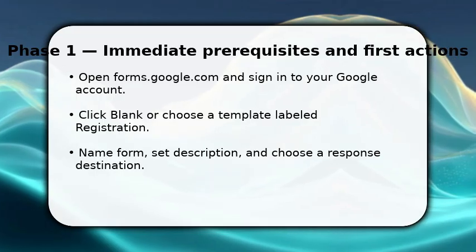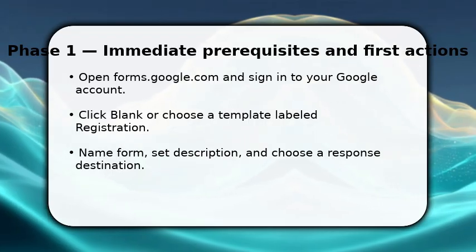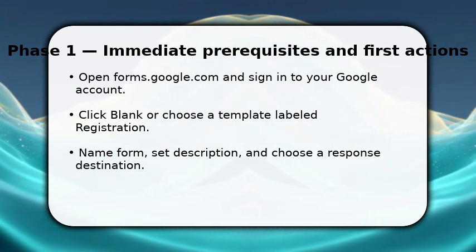Once done, set a response destination. Create a new spreadsheet so you can track entries. Make sure to adjust form settings for collecting emails and limiting one response if needed.